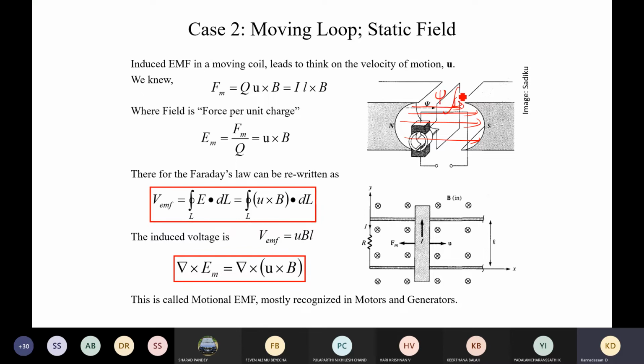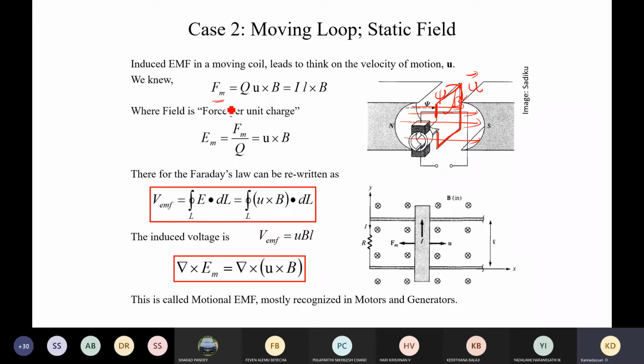This is not time dependent. It is a time independent one. So B is going to be constant, but rather we are going to move this loop. So this loop, whatever you are seeing here, is going to move. Let's say it is going to move along this axis. When it is moving, it will get a velocity, and that is defined as a u vector.